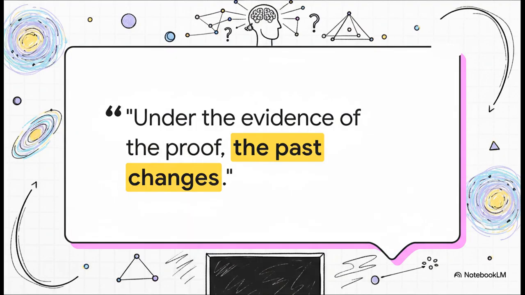I mean, this quote from the source material just says it all. Under the evidence of the proof, the past changes. Think about Einstein's theory of relativity. It didn't just give us a new formula for gravity. It completely rewrote our entire understanding of space and time and the entire history of physics that came before it. The proof literally changed the past.